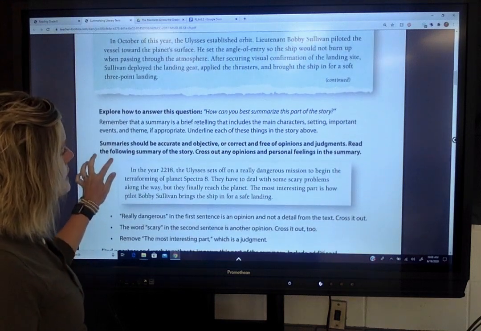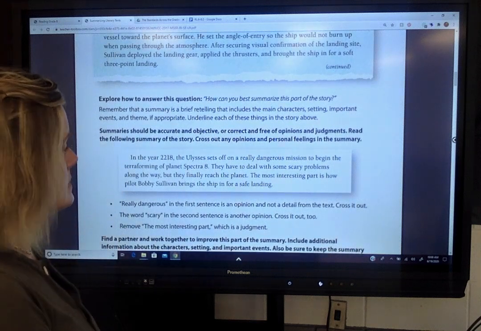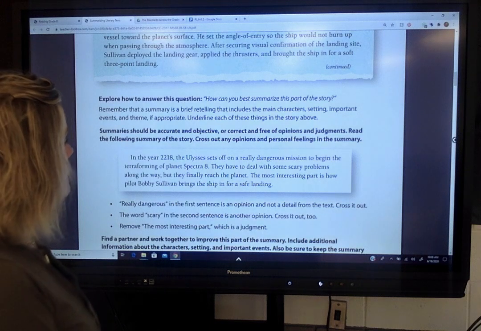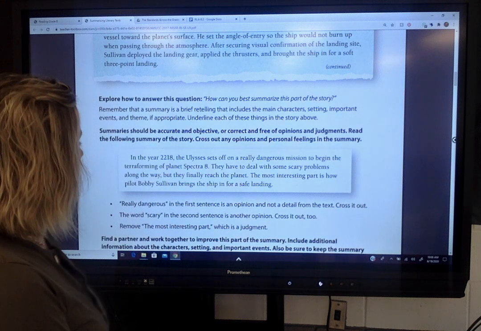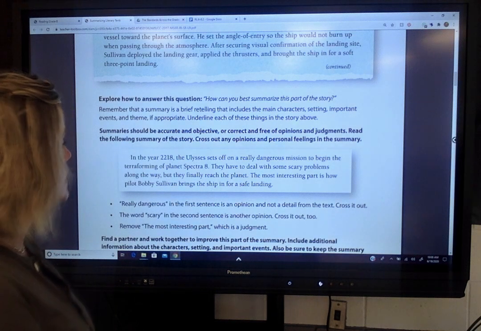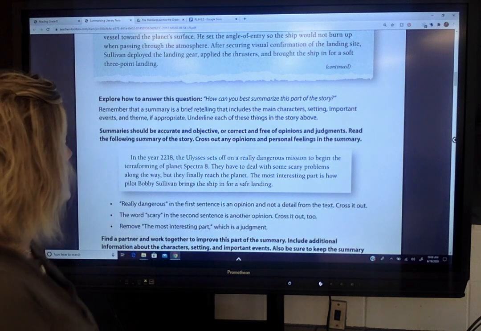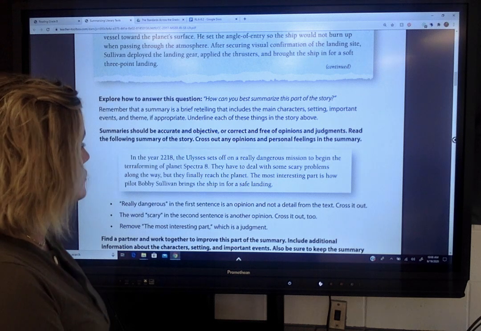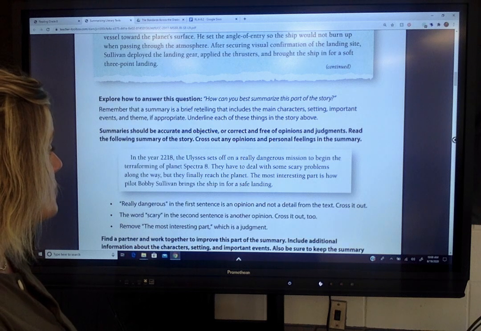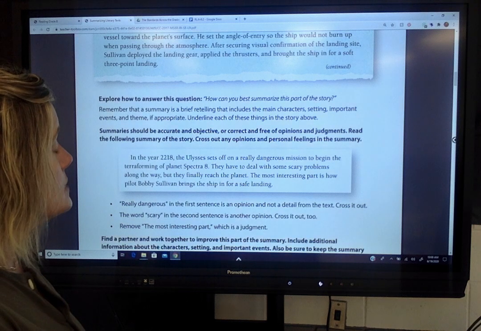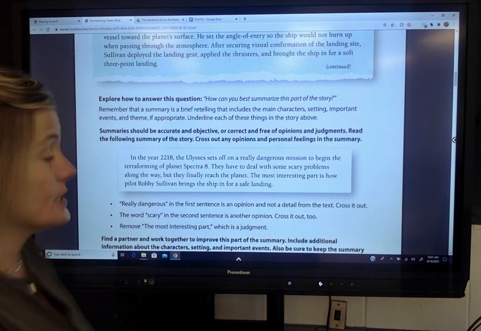Summaries should be accurate and objective, or correct and free of opinions and judgments. Read the following summary of the story. Cross out any opinions and personal feelings in the summary. In the year 2018, the Ulysses sets off on a really dangerous mission to begin the transforming of planet Spectra Omicron 8. They have to deal with some scary problems along the way, but they finally reach the planet. The most interesting part is how pilot Bobby Sullivan brings the ship in for a safe landing.